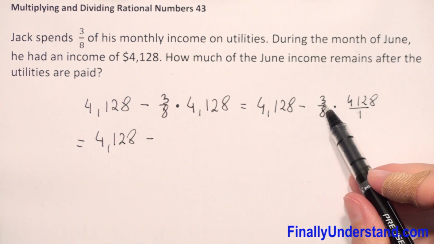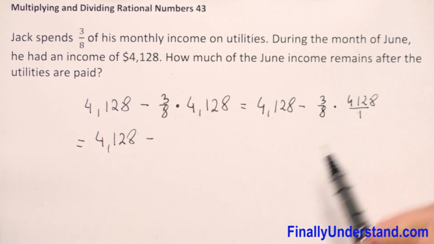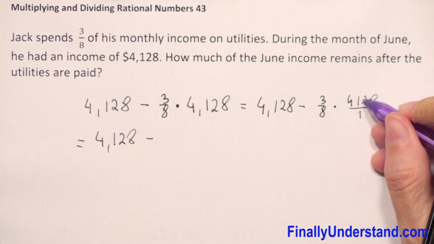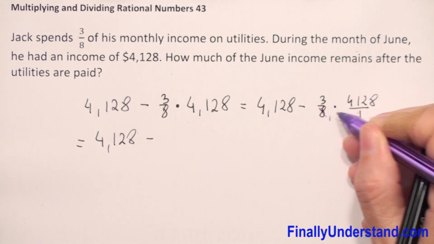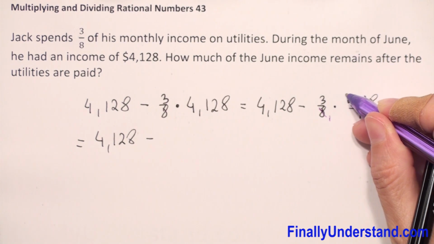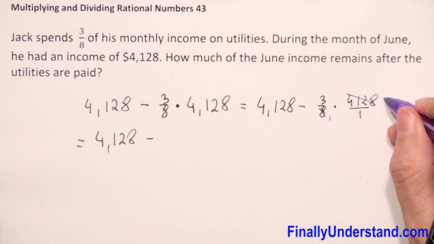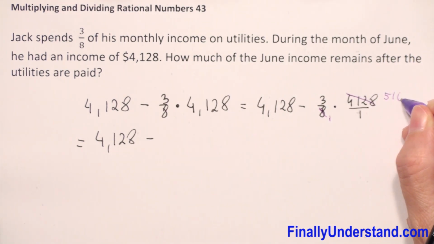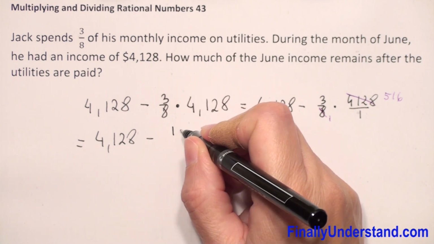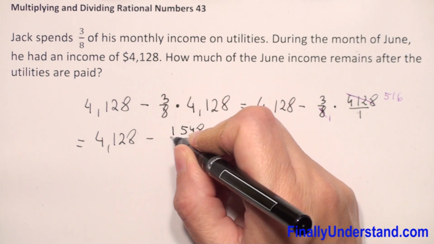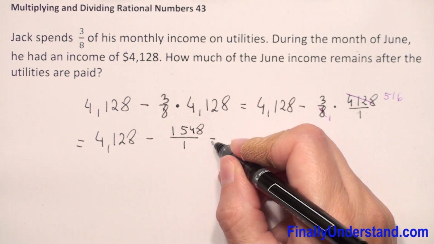So this is equal, we copy the first number, minus, and we multiply numerator times numerator, denominator times denominator. But first always check if you can reduce something. We reduce numerator and denominator by the same number. So we can divide by 8, denominator will be 1, and 4,128 divided by 8 will be 516. So now when we multiply times 3, it will be 1,548. Divided by 1, 1 times 1 is 1, so this is equal.